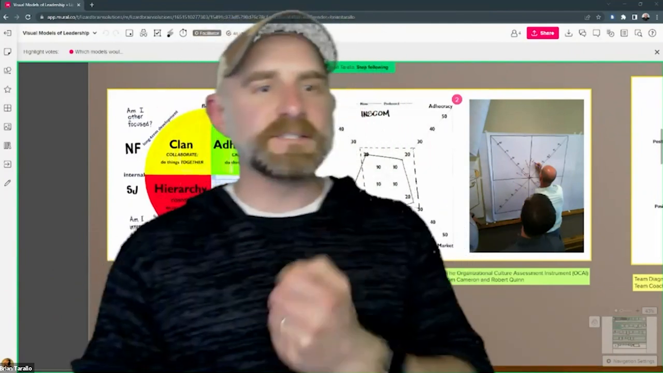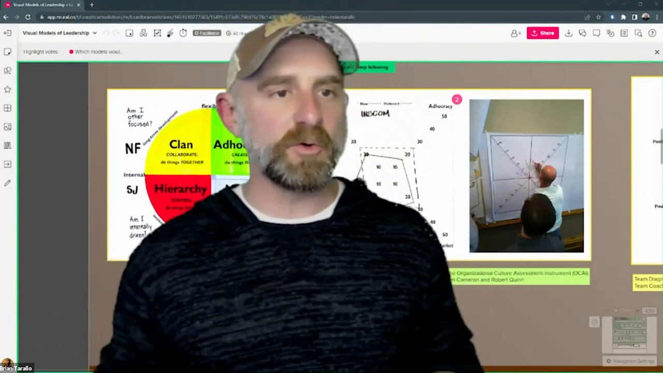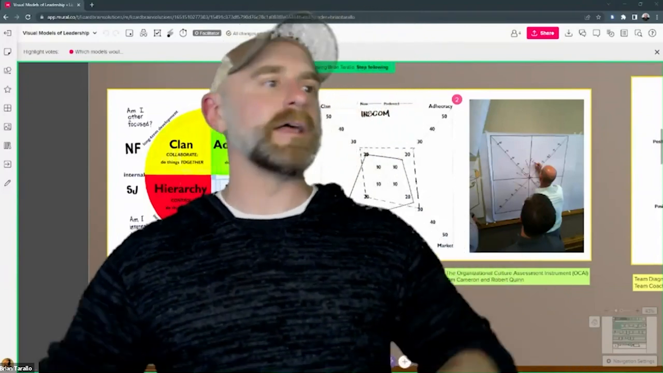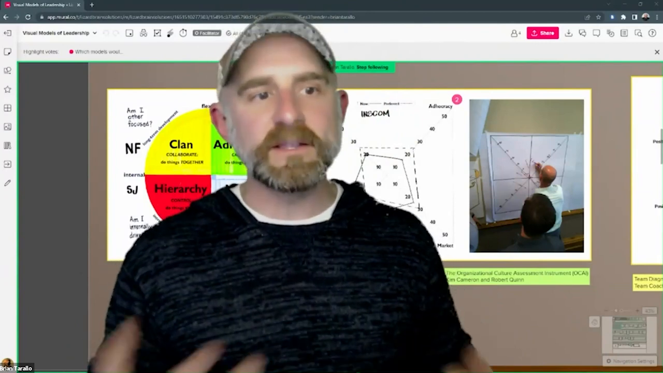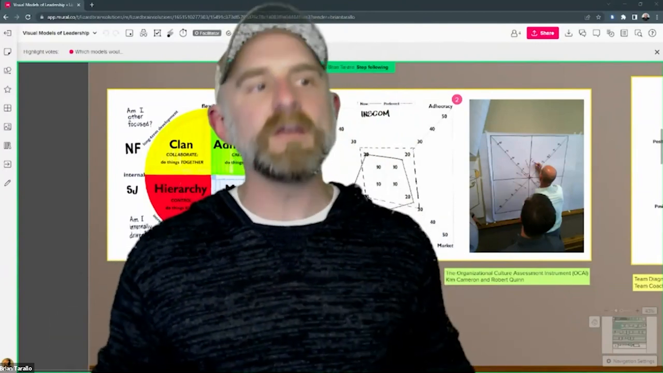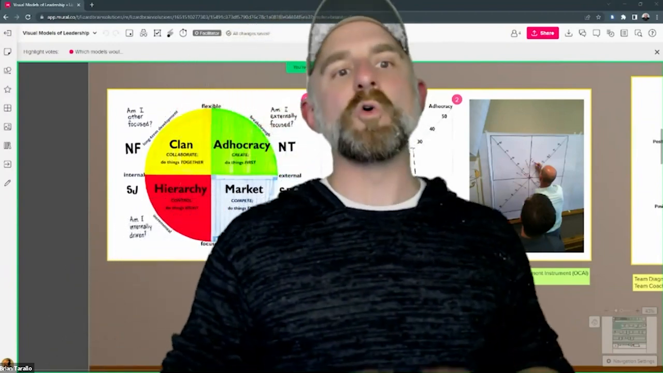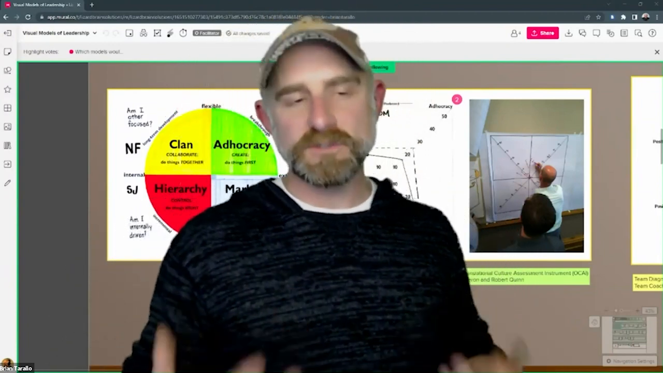And then there's the axis of internally or externally focused. Are we more internally focused towards our own policies, procedures, process improvement, continuous improvement, Six Sigma, that kind of thing? Or more externally focused? Are we focused on our customers or the industry or our competitors or our suppliers?